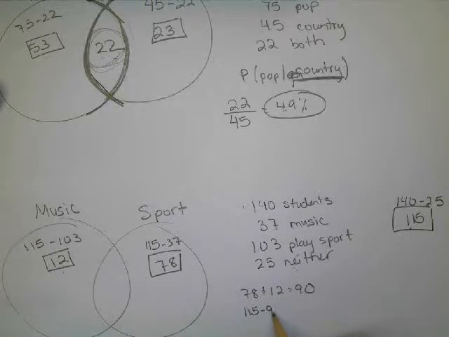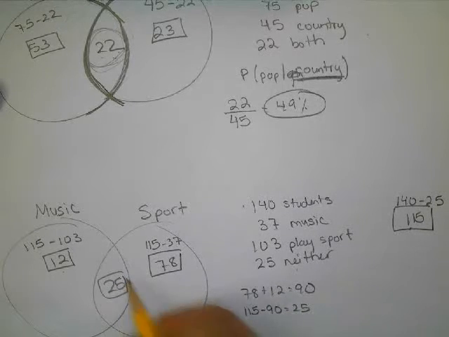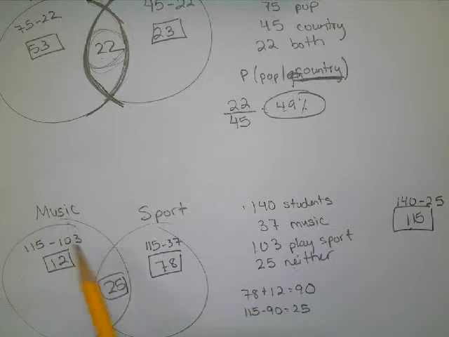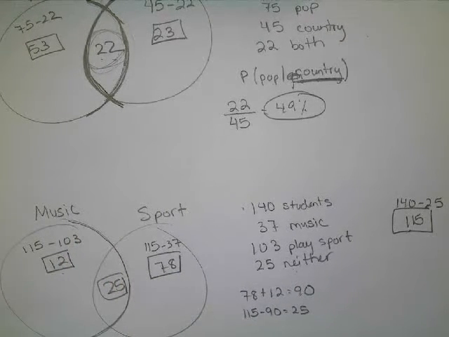So 115 minus 90 means we have 25 people that must like both things. And then from there we can answer a variety of questions, such as the probability that a student studies music. That would be everything in this circle.